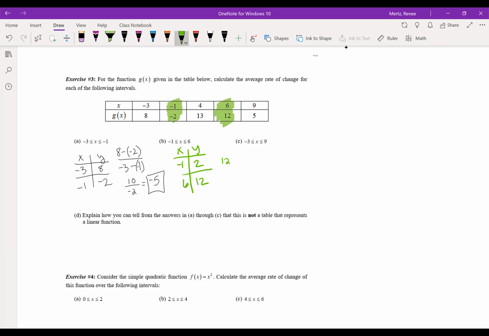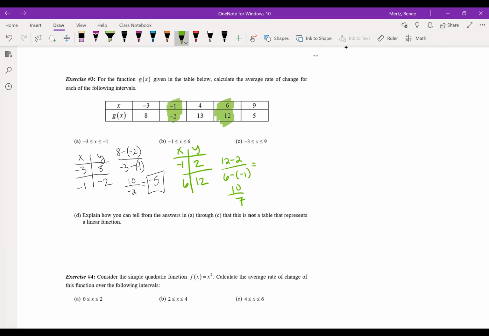So this time it's 12 minus 2 over 6 minus -1. Just be careful of your signs. 10 over 7. Try C. Highlight in two different colors. So erase your highlights. Try again.